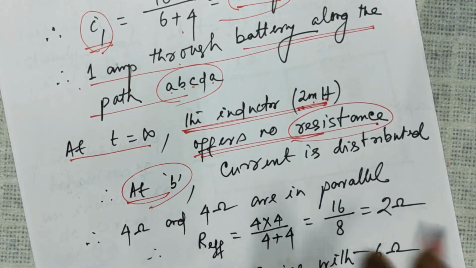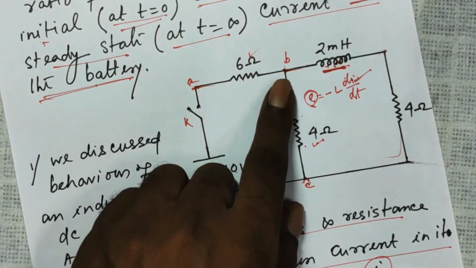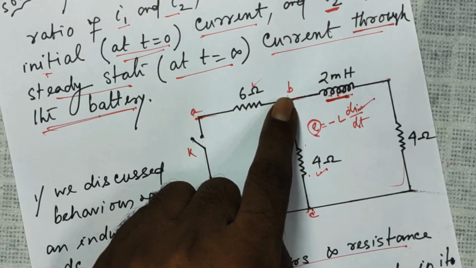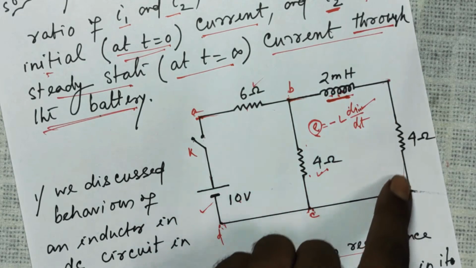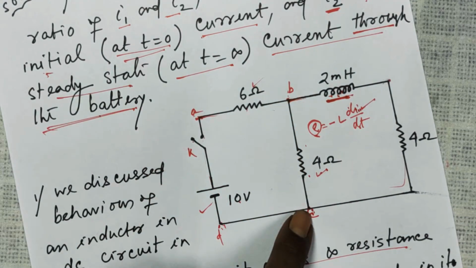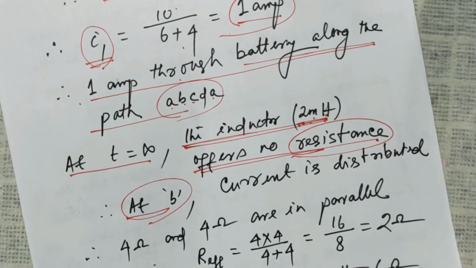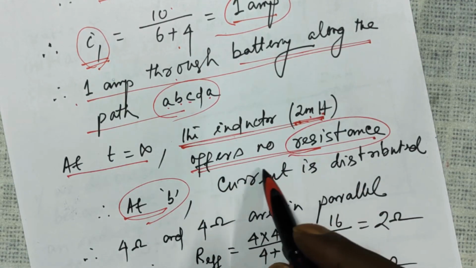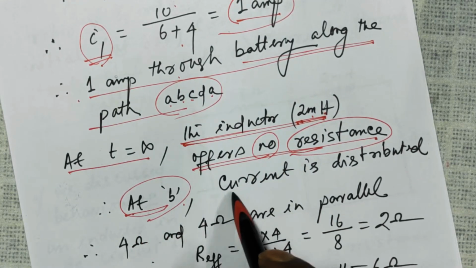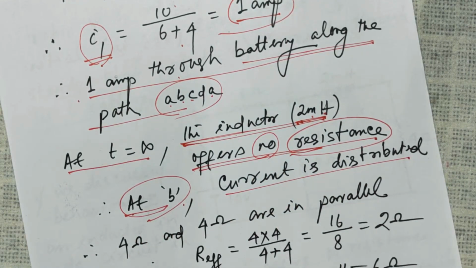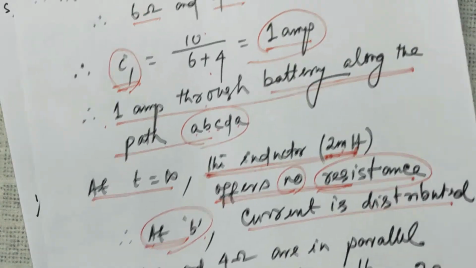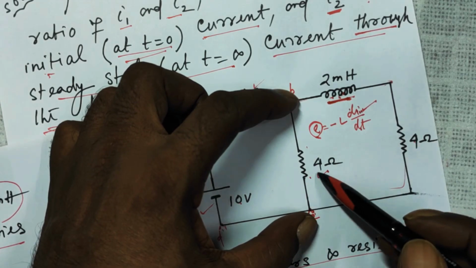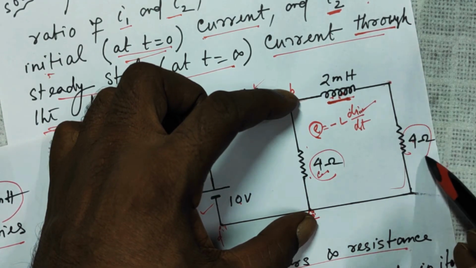Therefore, at point B here, whatever current starts from here, which will be called I2, it will be distributed. A part will go to this side and a part will come to this side. So at t is equal to infinite, the inductor offers no resistance. Therefore, at point B, current is distributed. So between this point and this point, look, this 4 ohm and this 4 ohm, they are in parallel.